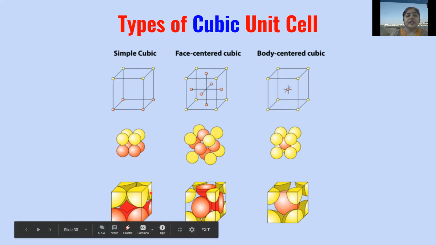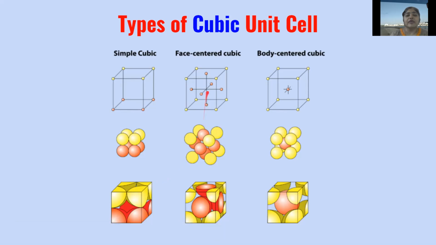Later on, we'll be dealing in detail, and you will understand that at every corner, there is only 1/8 of a sphere or 1/8 of the atom at every corner of the unit cell. So this is the simple cubic unit cell. Now this one is the face centered, where you can see the red colored dots represent the atoms at the center of every face, whereas the yellow colored ones indicate the atoms at the corners of the unit cell.